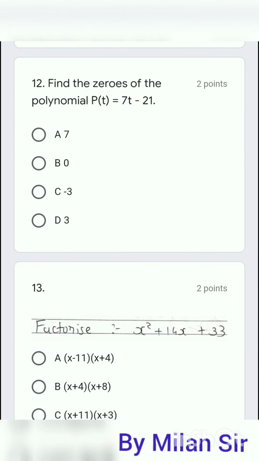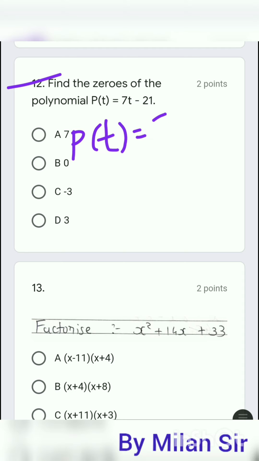After that, question number 12. Find the zeros of the polynomial p of t is equal to 7t minus 21. If we want to find the zeros of a polynomial, we need to equate it with 0. That means we need to put p of t is equal to 0. This is the definition of zeros, right? Zeros means what? It is the value of the variable at which the polynomial becomes 0.